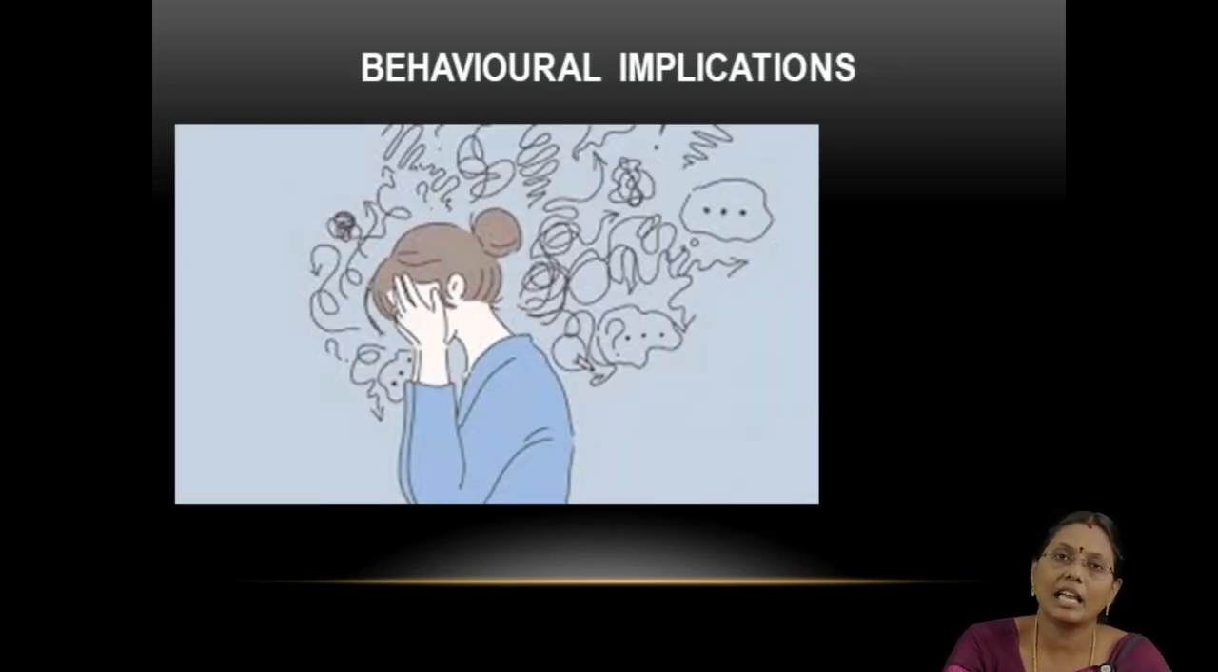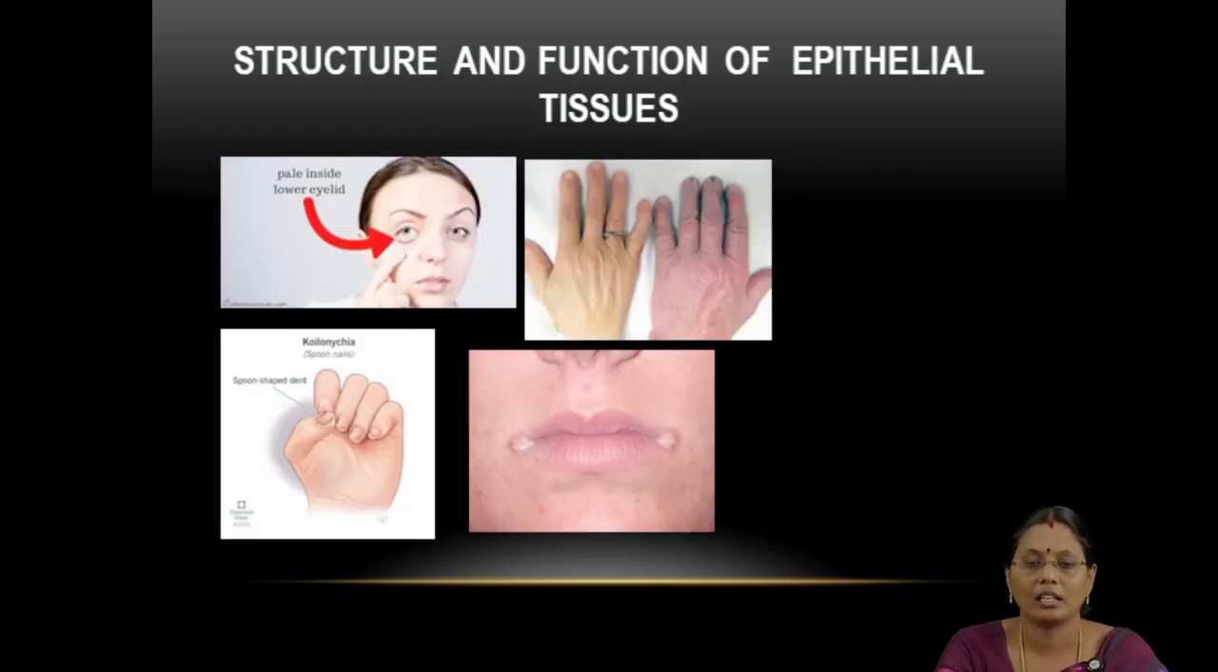Then, behavioral implications. Due to the iron enzymes in the cells, behavioral implications occur. So, an anemic girl will be irritable and restless. Then structure and functions of epithelial cells. Due to low hemoglobin, the eyelid will be pale and our skin will be pale in color, and the nail will be spoon in shape, and cracks will occur at the corners of the mouth. These are some of the symptoms of iron deficiency.